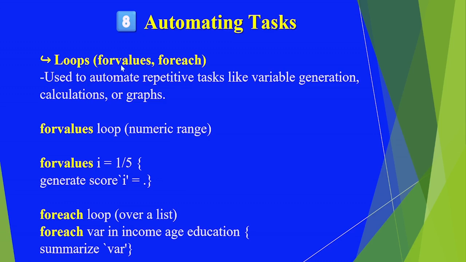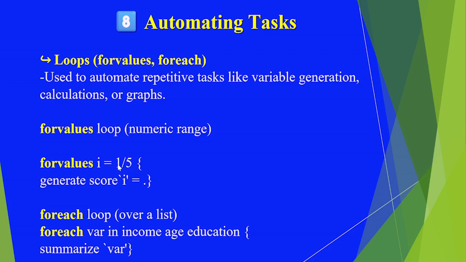Loops in STATA are executed using forvalues and foreach, and they are simply used to automate repetitive tasks like variable generation, calculations, or graphs. For example, this is the syntax. We just need to say forvalues, and we have the loop representation, and for example, we have here our numeric range of values. And this is the exact example: forvalues i = 1/5 {generate score i}.